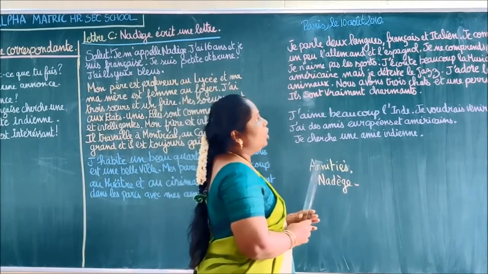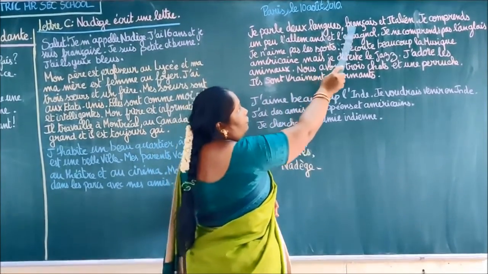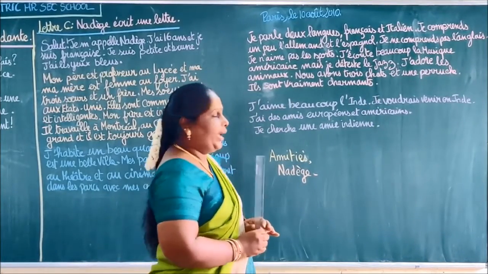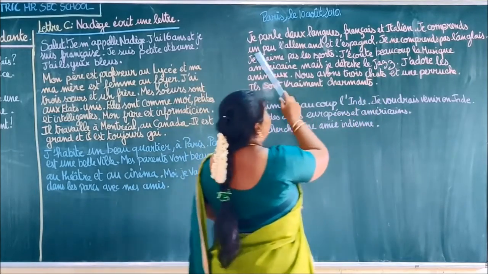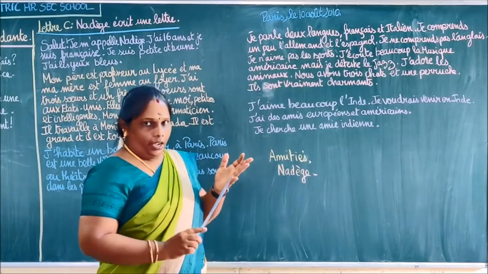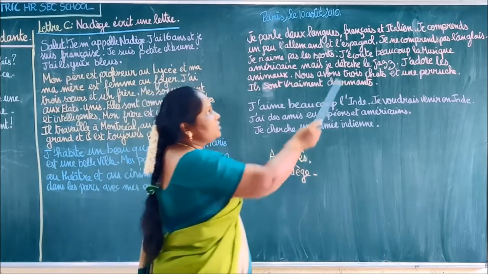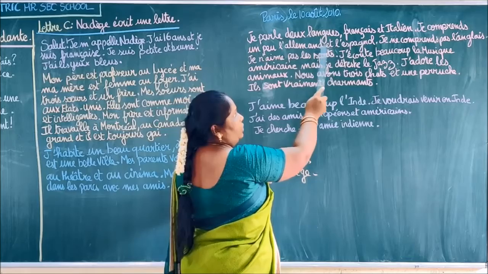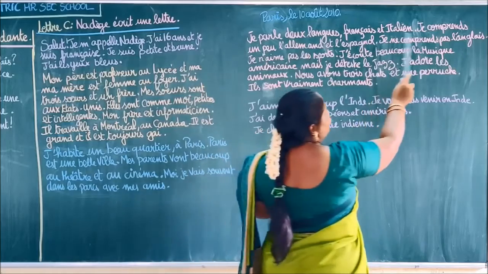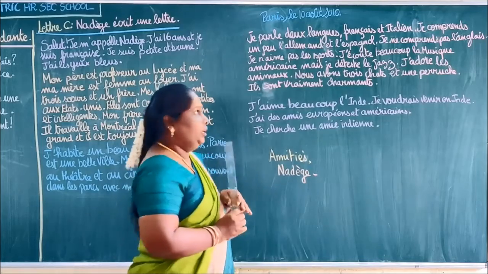Je parle 2 langues, français et italien. So I speak 2 languages, French and Italian. Je comprends un peu l'allemand et l'espagnol. So I can understand a little bit. Allemand means German, and espagnol means Spanish. So this is the German language and the Spanish language. Je ne comprends pas l'anglais. I cannot understand English. So she doesn't know English.